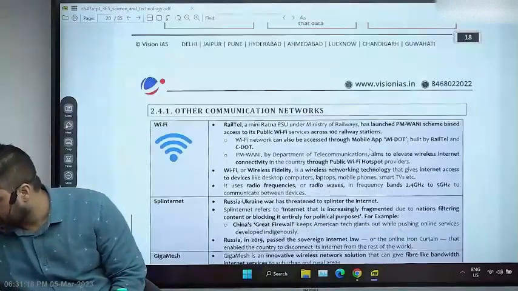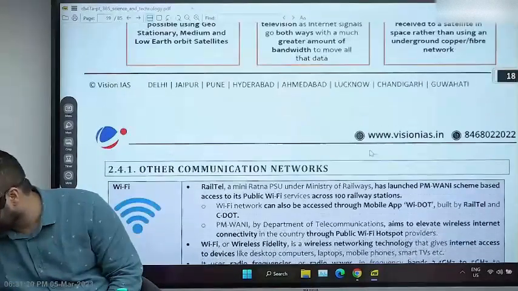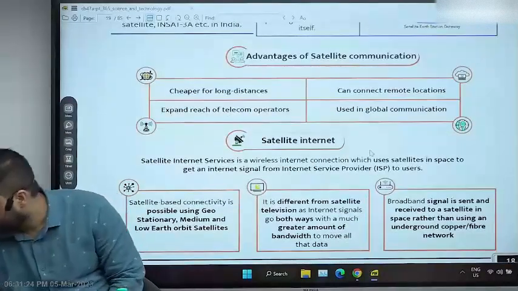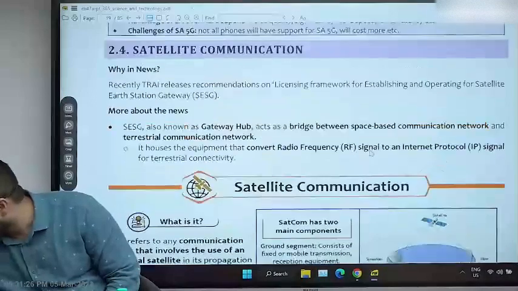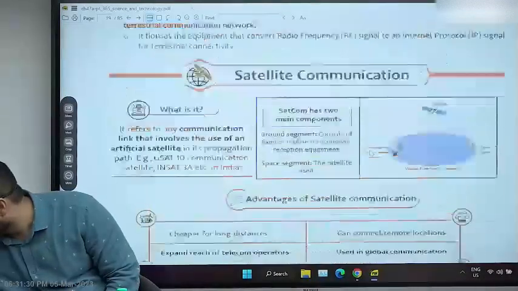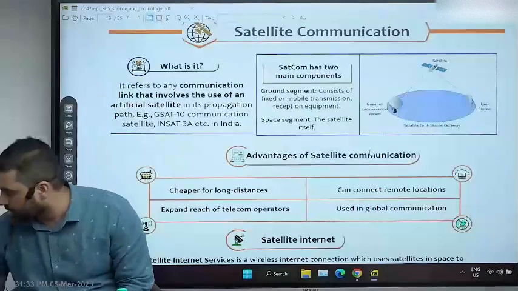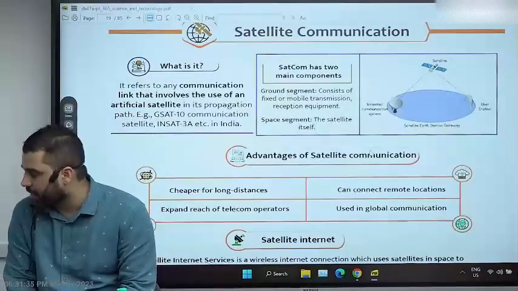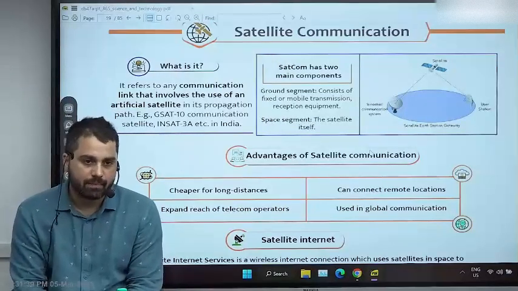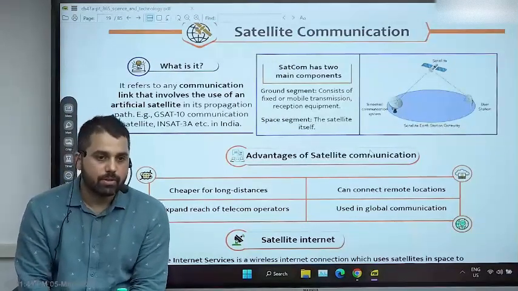All satellites, जो communication हम use करते हैं, artificial satellite है, but आप किस context में question पूछ रहे हो? Which point? It refers to any communication link that involves the use of an artificial satellite. Artificial satellite simply means that satellites which have been made by human beings. Compared to moon, moon is a natural satellite.